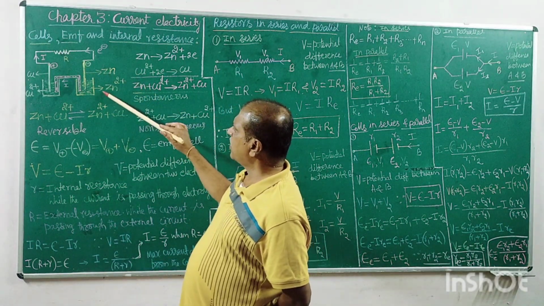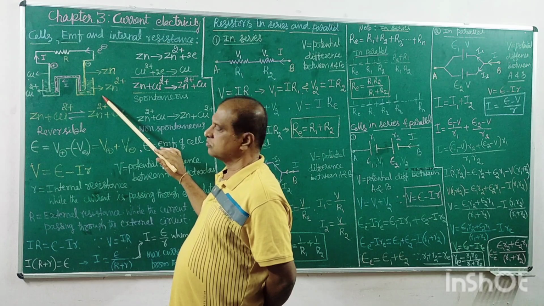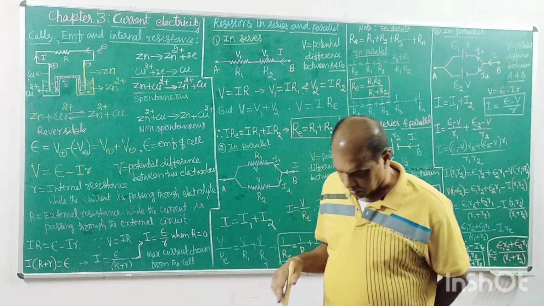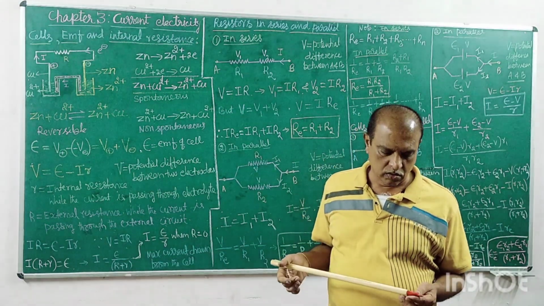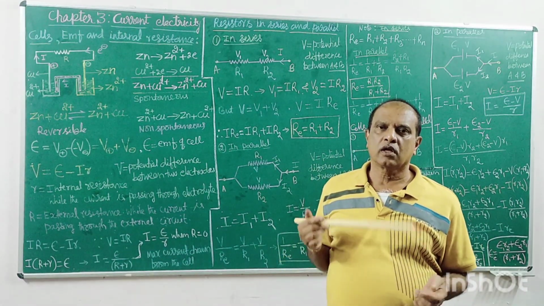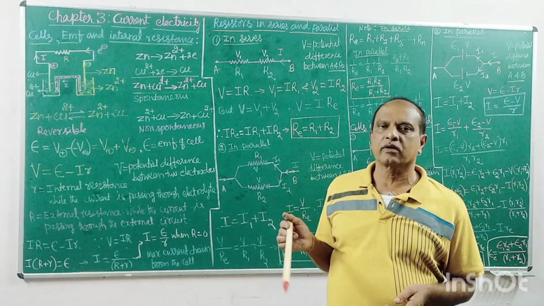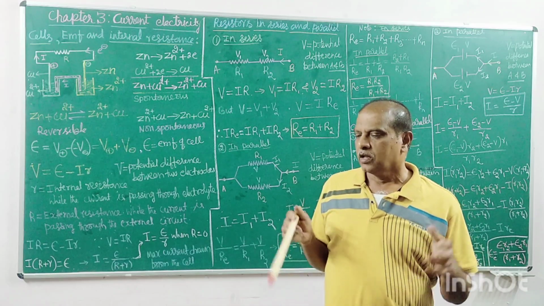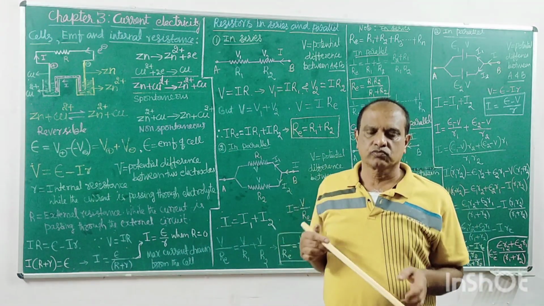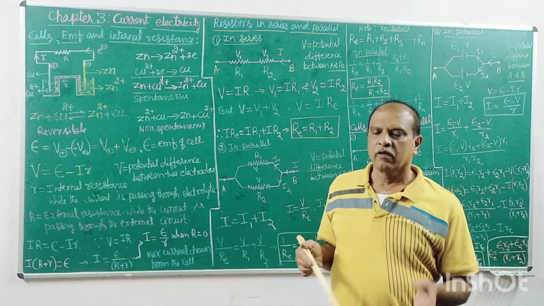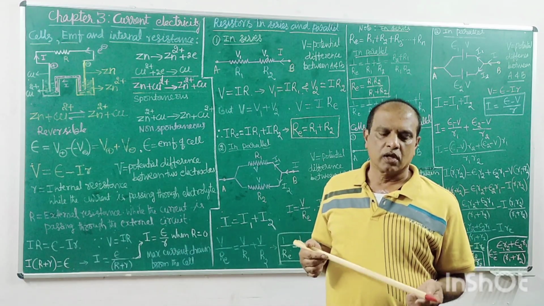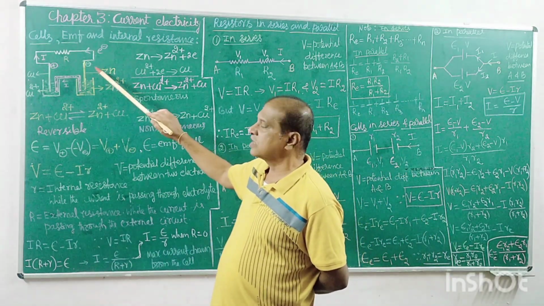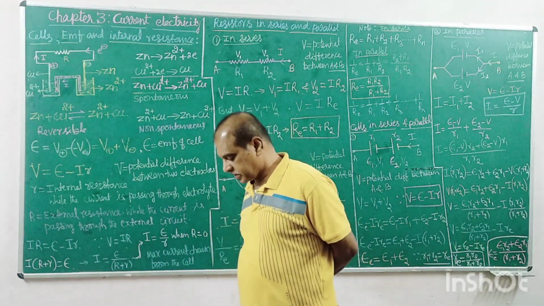So this is one type of cell. It is called the Daniel cell. There are many cells you have seen in our daily usage. One is the lead acid accumulator. That is the battery you use in automobiles, in vehicles, petrol cars or diesel cars. You have big batteries. In the lead acid accumulator, lead is the anode and sulfuric acid is the electrolyte. I will not go into detail.